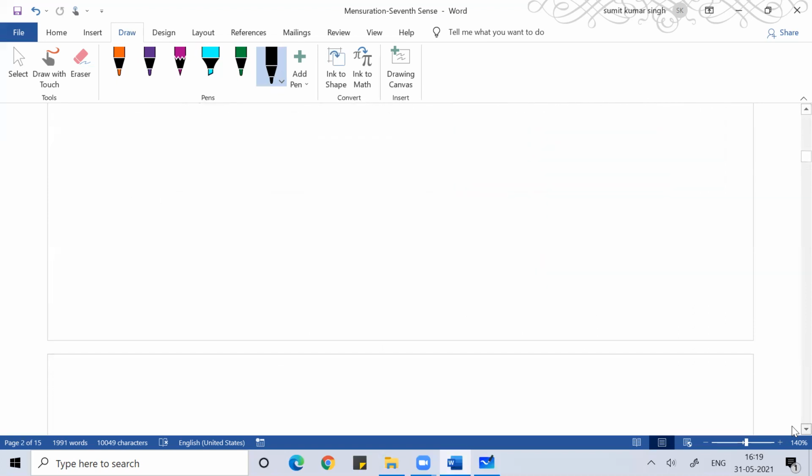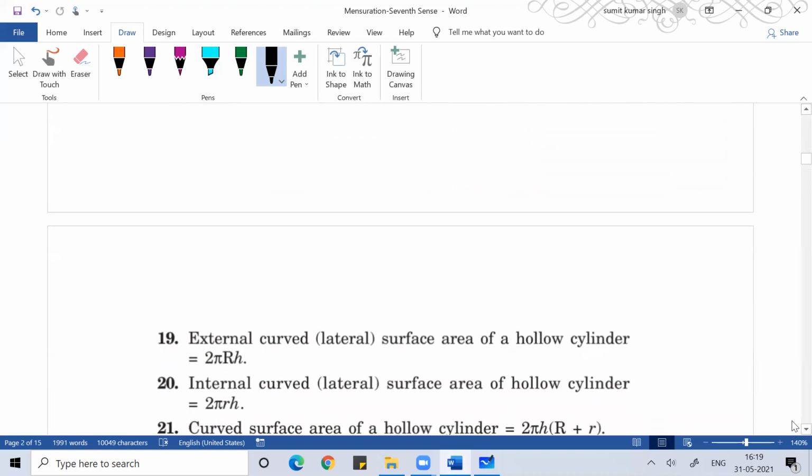All these formulas, this chapter, nothing is there, only formula is there. What do you discuss?